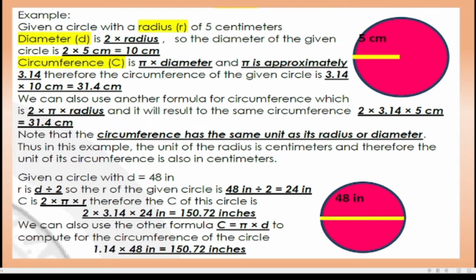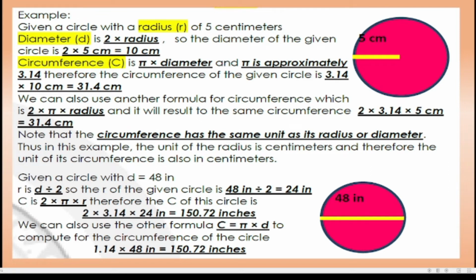Given a circle with diameter of 48 inches, r is d divided by 2, so the r of the given circle is 48 inches divided by 2, which is equal to 24 inches.